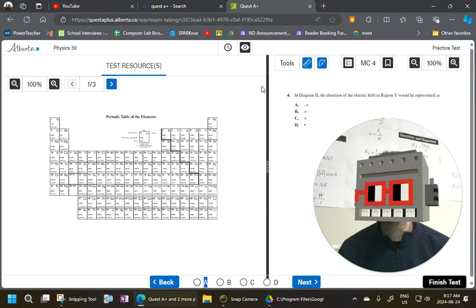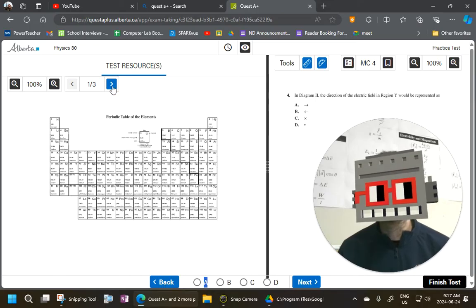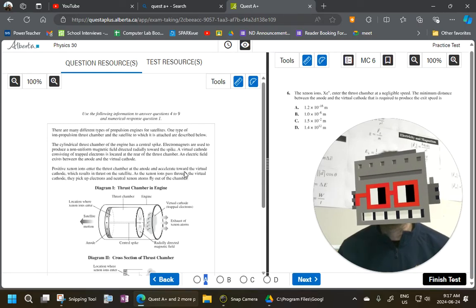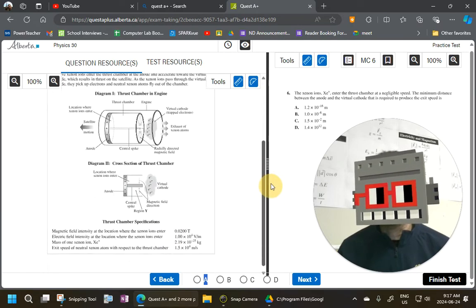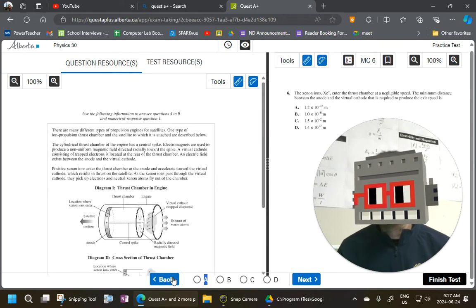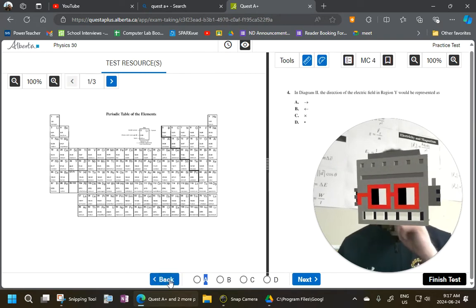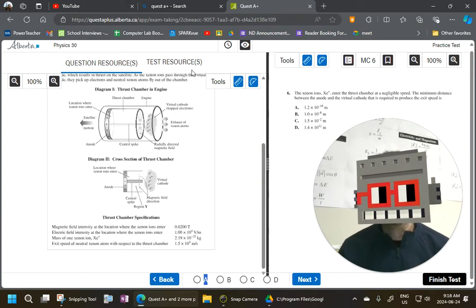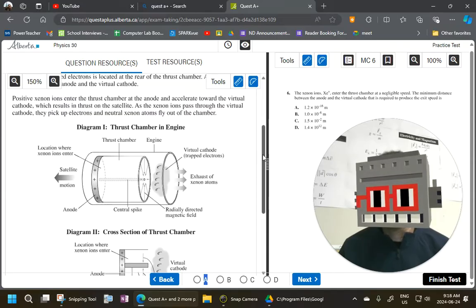There you go. In the diagram of the region Y represented... Oh, am I missing something here? Seems like I'm missing something for this test. This might be the... Use the following information for questions 4 through 9. So that's the one right there. I have to scroll back. Okay, so we have a problem here. So this is question 4 in diagram 2. So diagram 2 is this one here. So I have to skip back and forth here a bunch of times.